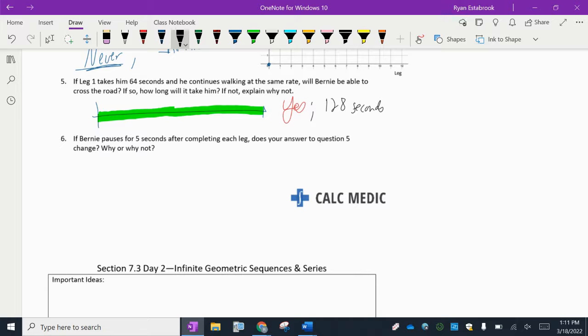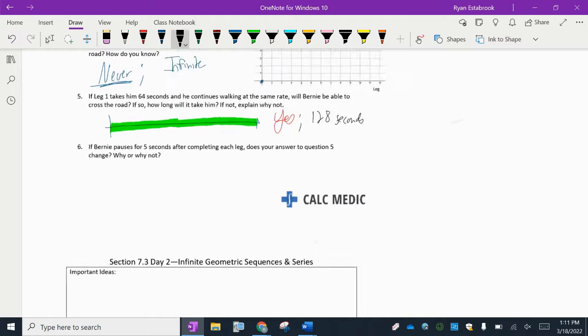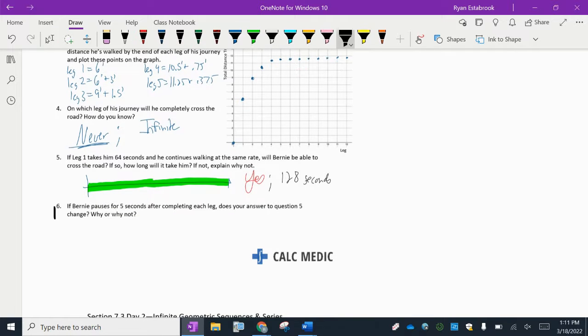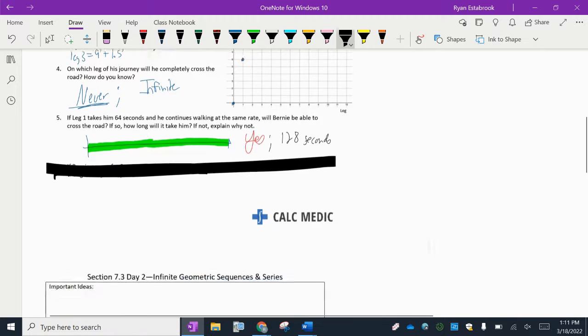So this question number 5 is actually a linear or an arithmetic sequence because it's a common difference. Leg 1, 64 seconds. Leg 2, 64 seconds. Slightly different. The way the problem was phrased was different. Leg 1, then times 0.5 to get to leg 2, times 0.5 to get to leg 3, and so forth. And then we're going to cross off this question 6. All right, turn the page.